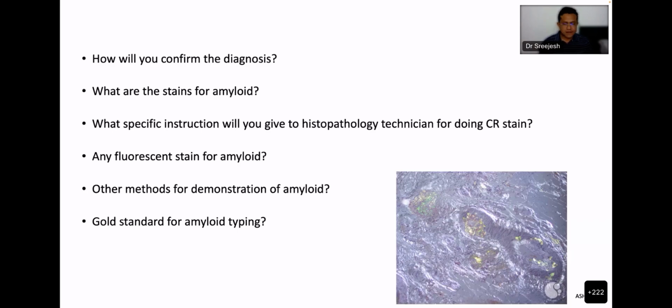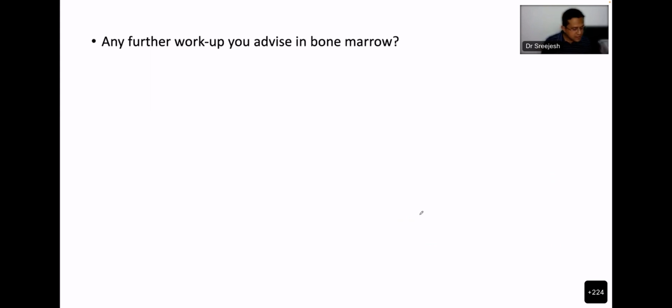So what is this? Apple green birefringence. This is the classical. This is taken from the ASH image bank. So usually we look for amyloid in the vessels, and of course in bone marrow you can also see it in the interstitium. So in this case, you are suspecting a primary amyloidosis. So what further workup will you advise in the bone marrow?